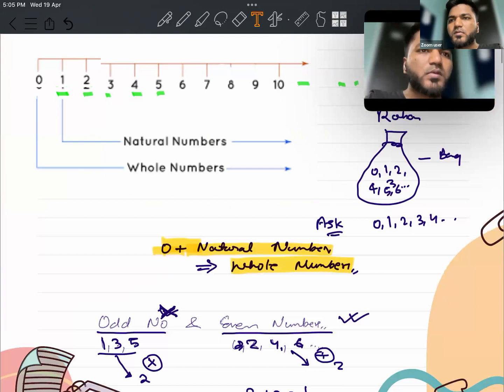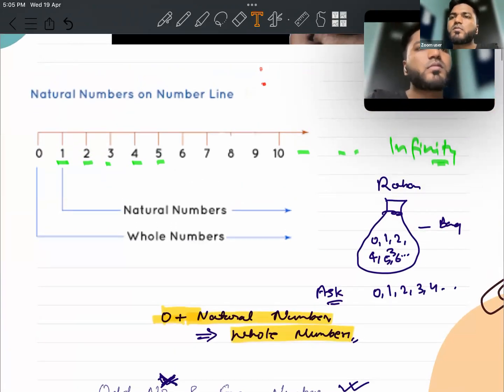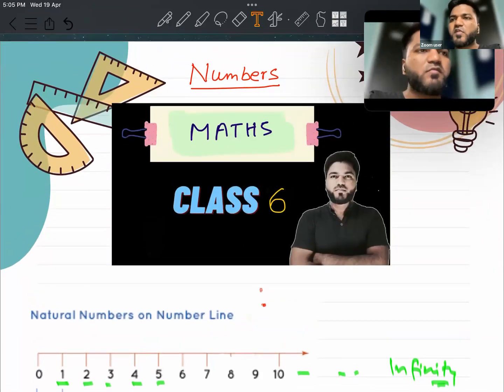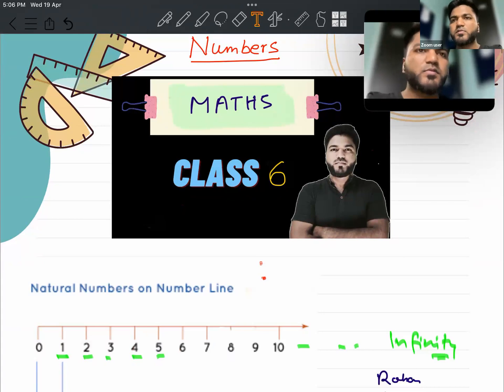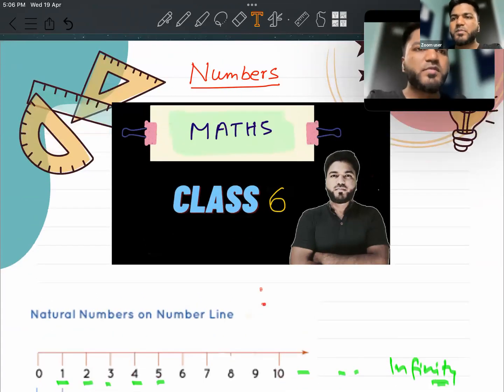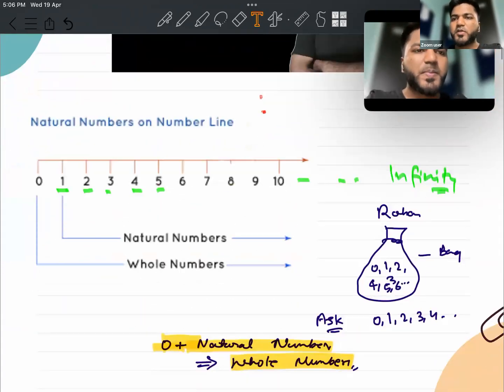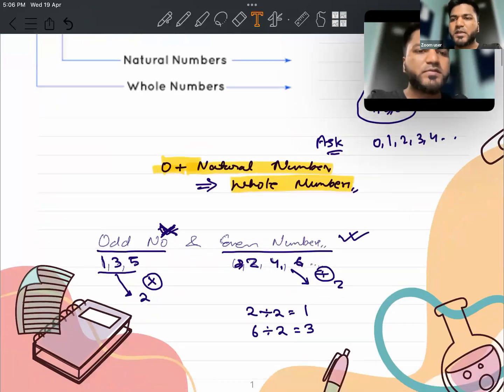Last class we did factors, what are numbers, natural numbers, whole numbers, and composite numbers. Do you have any confusion in what we discussed in our previous class? No. Okay, very good. So we are good to move ahead. Our first chapter is numbers, knowing our numbers.